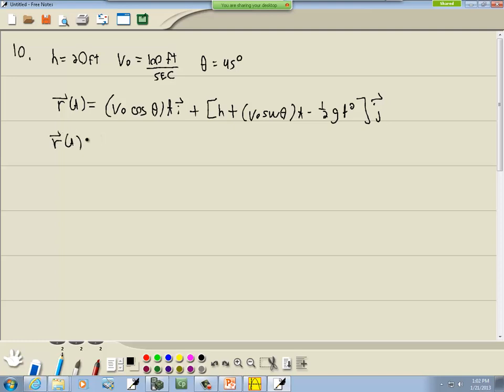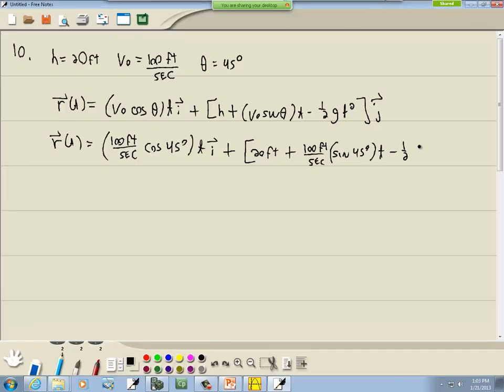So r of t is going to equal v0, which was 100 feet per second, cosine of theta, so cosine of 45 degrees, t i, plus h, which was 20 feet, plus v0, which is 100 feet per second, times sine theta, so sine 45 degrees, times t, minus 1/2 g, which was 32 feet per second, times t squared, and then j.